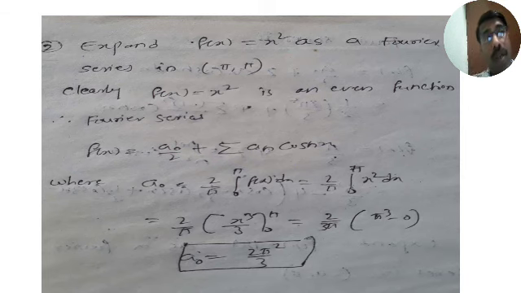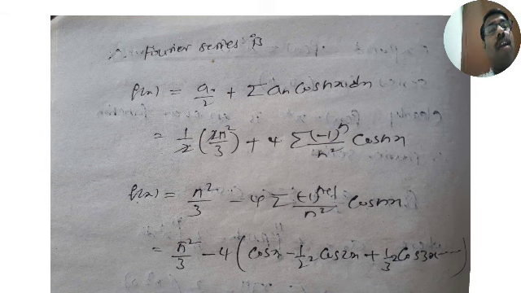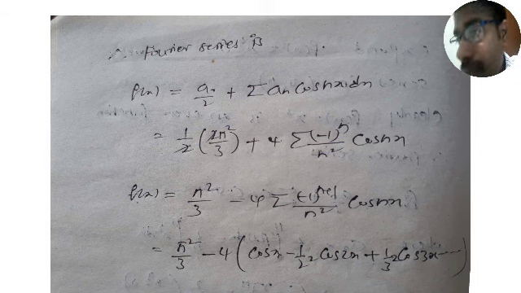The interval is minus pi to pi, and the function x square is an even function. Find a naught equal to 2 pi square by 3, a n is equal to 4 into minus 1 whole power of n by n square. Substitute a naught and a n values to get the Fourier series for the even function. Note it down so that we can go on to the next problem.